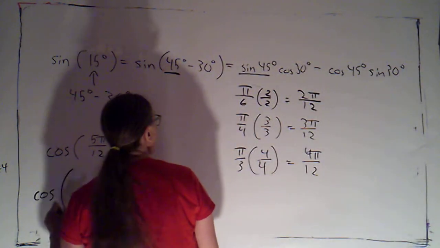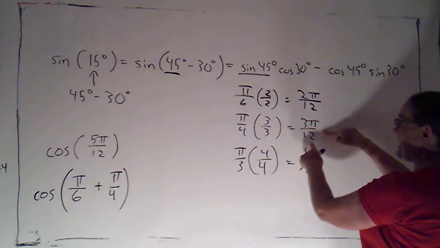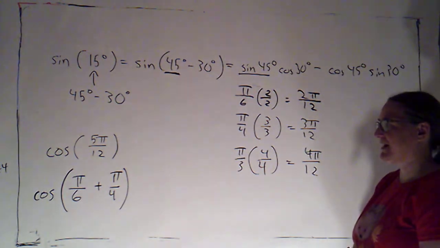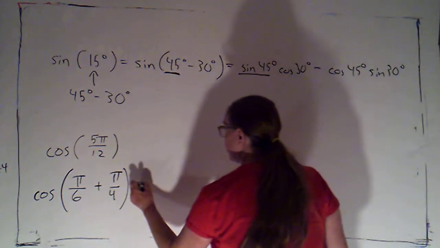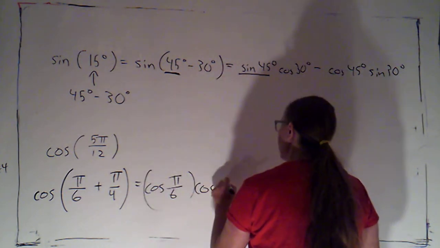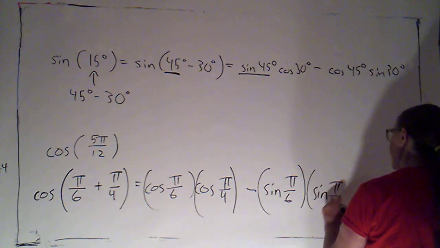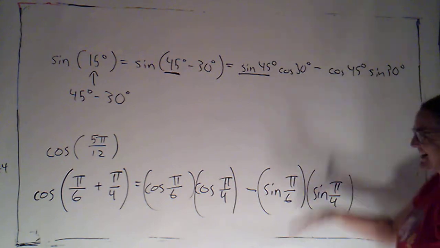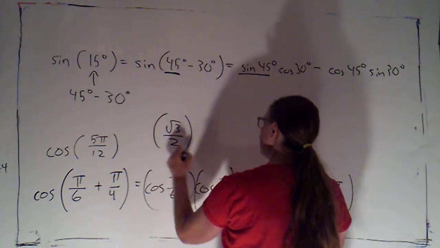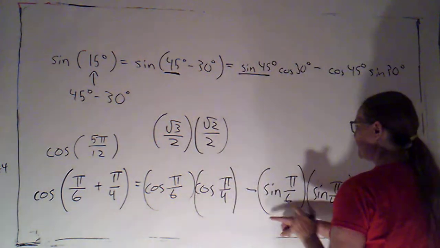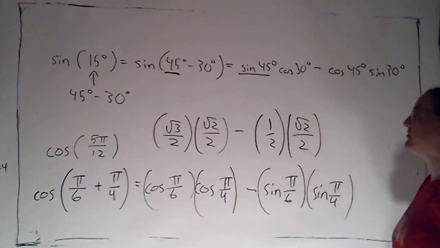So I'm going to say this is cosine of pi over 6 plus pi over 4, because pi over 6 was my 2 pi over 12, pi over 4 was my 3 pi over 12, and they add to give me that 5 pi over 12. Excellent. But now I can just use the sum formula for cosine. So that's cosine pi over 6 times cosine pi over 4 minus sine pi over 6 times sine pi over 4. I'm going to simplify that above it because that's where I've got more room. Pi over 6 was 30. Cosine of that is root 3 over 2. Cosine of pi over 4 is root 2 over 2. Minus sine of pi over 6 is 1 half. And sine of pi over 4 is root 2 over 2.